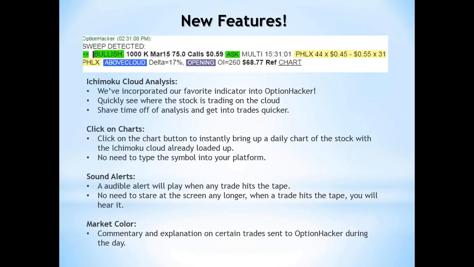We've also added click on charts. So this little chart button here, and this is a screenshot, so I can't actually click it and show you. But if you click this little button here on the alert, it'll automatically bring up a chart for you to see.